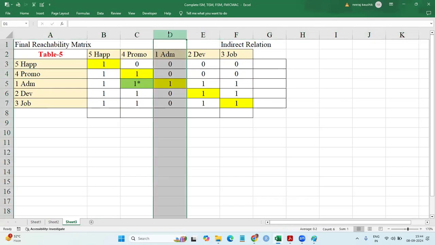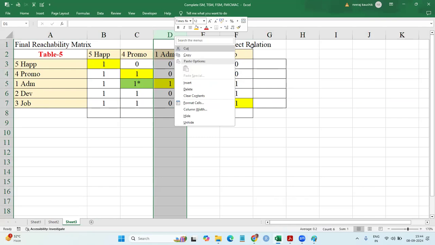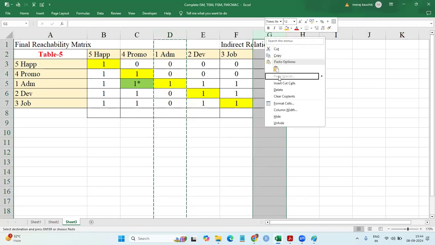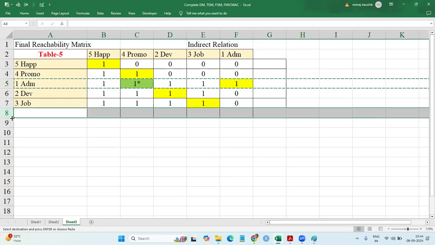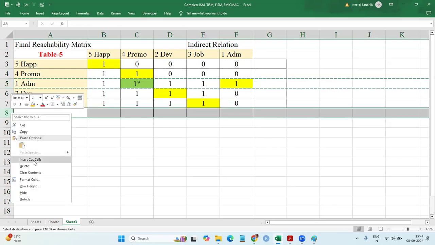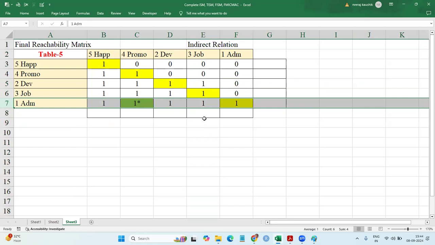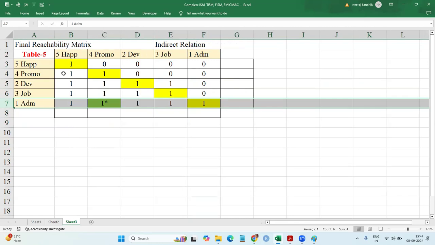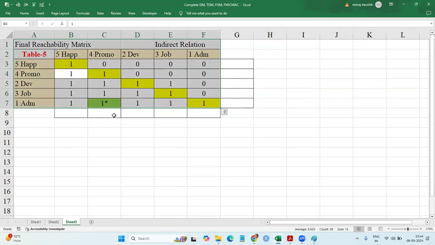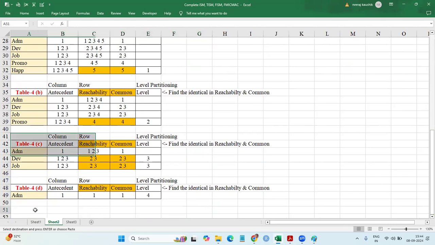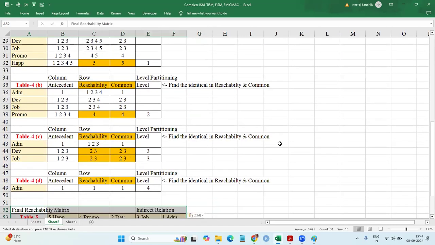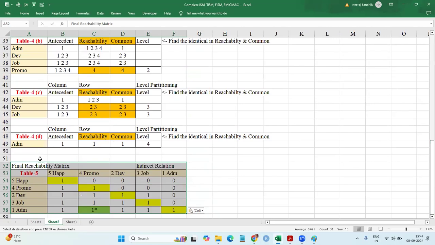So in fact, I take this admission from here, cut and paste it into the last. And admission I will take from here and paste it in the last. This comes this way. So now the only difference is we are taking this table, and now this table I can take back, copy and paste it here. This is table number 5. Table number 5 is the same as table number 3.